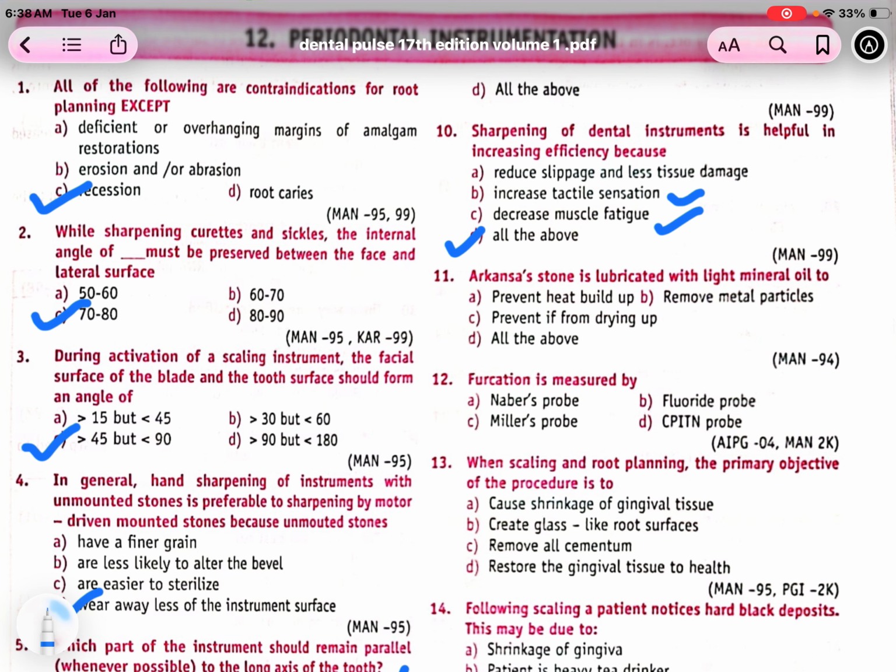Next, Arkansas stone is lubricated with light mineral oil to prevent heat buildup, remove the metal particles, and prevent it from drying up. So all of the above. Now furcation is measured by, so furcation we measure with Nabers probe.